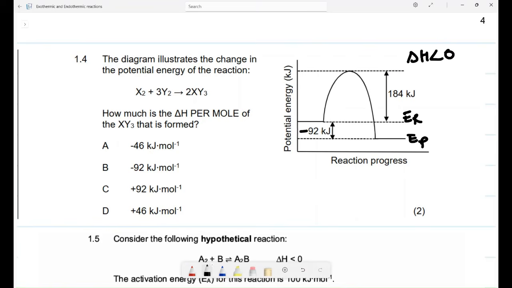You might be tempted to say positive 92, but this one is not. Remember, this is a graph of an exothermic reaction. They did not tell you, but you should be able to analyze that from the graph. The energy of the product is less than the energy of the reactant, so the answer will be B.